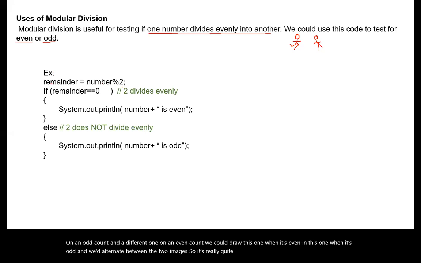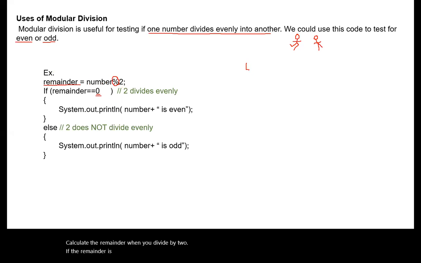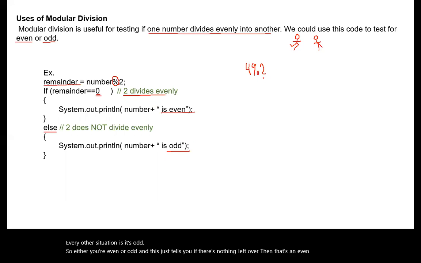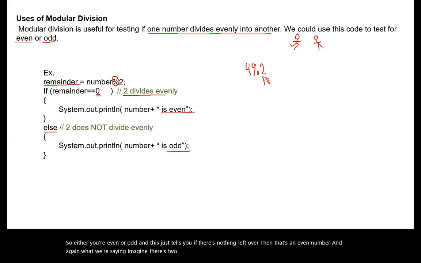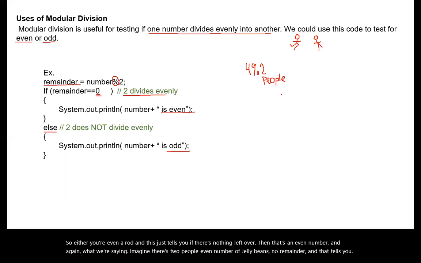What would your code look like? Calculate the remainder when you divide by 2. If the remainder is 0, for example, 4 jelly beans, 2 people, nothing left over, then it means it goes in evenly, and that tells you you have an even number. Every other situation is it's odd. So either you're even or odd, and if there's nothing left over, then that's an even number. Imagine there's 2 people, even number of jelly beans, no remainder, and that tells you whether a number is even or odd.